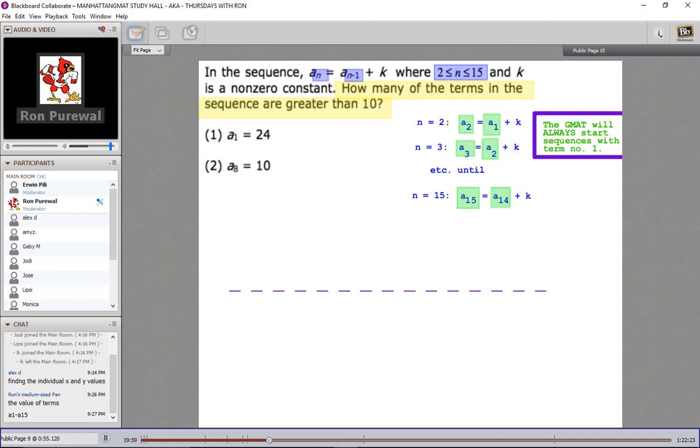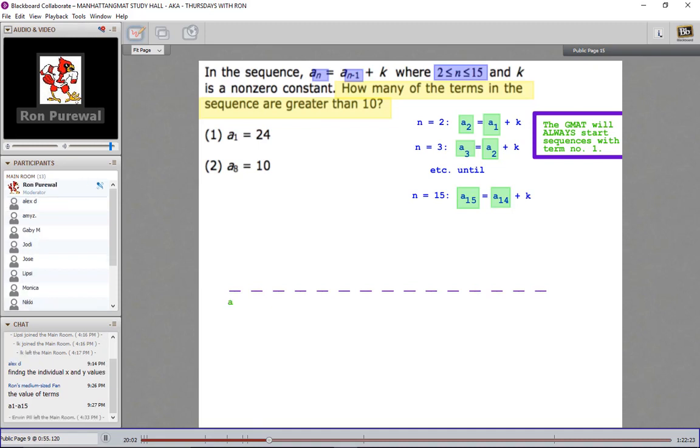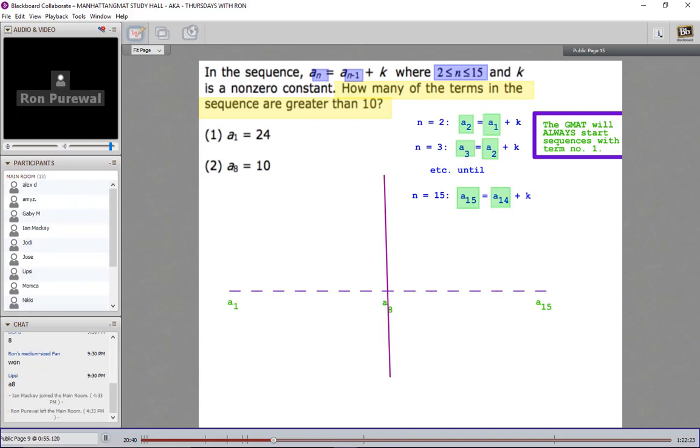Let's label those. This is a sub 1. This is a sub 15, the last term. What's the middle term, guys? It's halfway between 1 and 15. The number halfway between 1 and 15 is 8. That's the exact middle of the sequence. So that's the middle term.